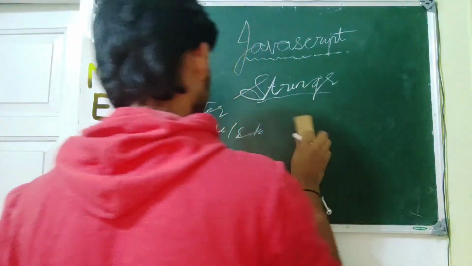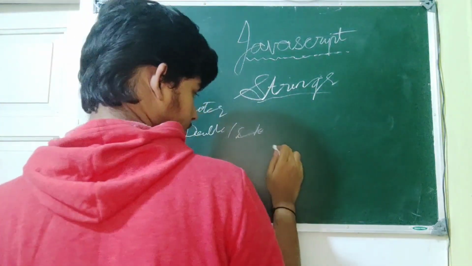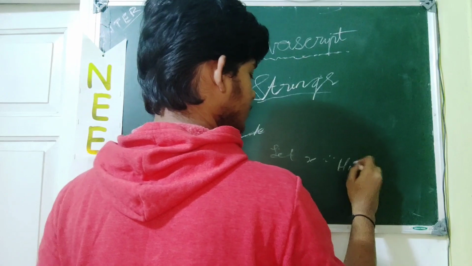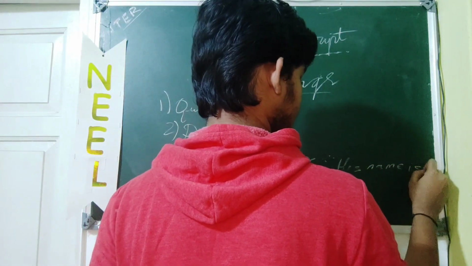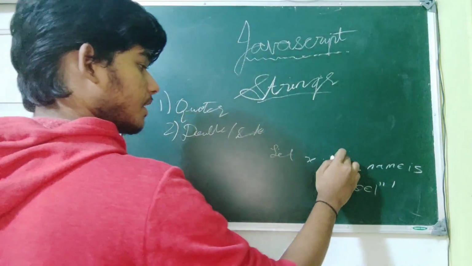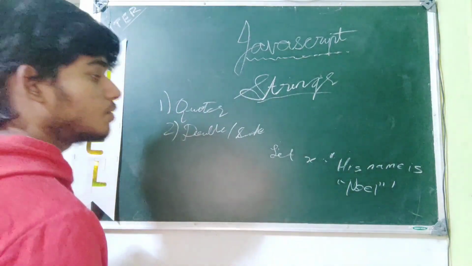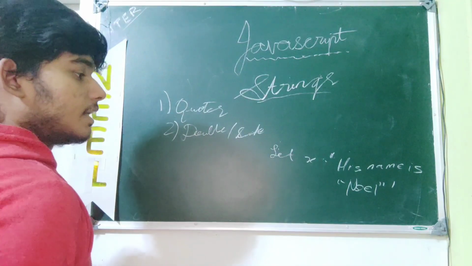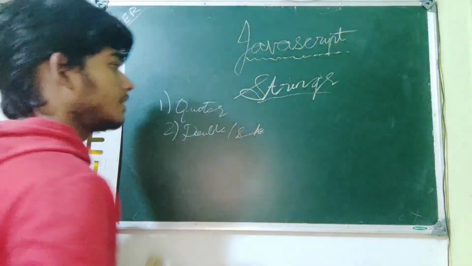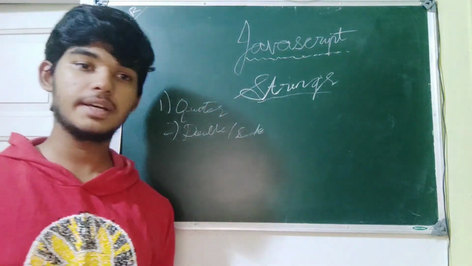This rule of double and single quotes can also lead to some problems. If you write something like let x is equals to his name is Neel, it has a possibility of causing an error, because you have used different types of quotes inside of the same code. So this would most likely lead to an error. To overcome this, there is a specific symbol that you can use, but we'll come back to it in just a second.